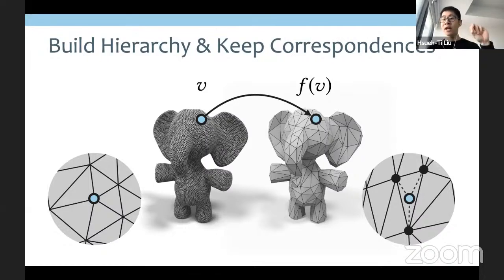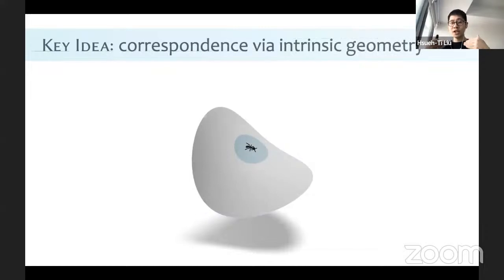In other words, a vertex can be mapped to any point in the middle of a triangle. So that after all the queries, we can have one-to-one correspondences between this pair. And the key idea to achieve that is to leverage the intrinsic geometry. Imagine you're like a small ant living on this curved surface, and the world around you will look like a 2D plane to you.